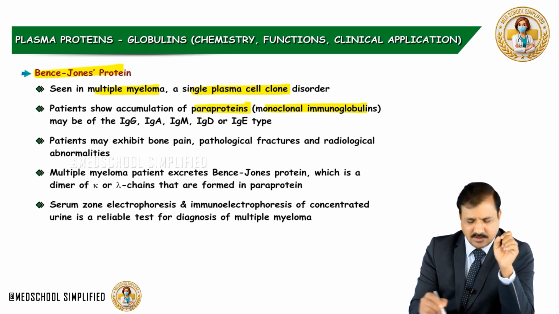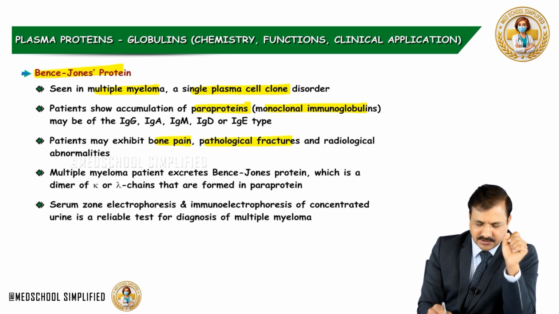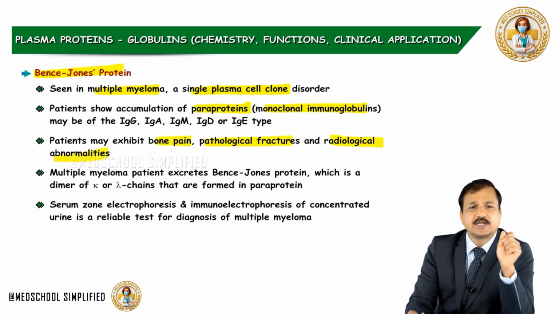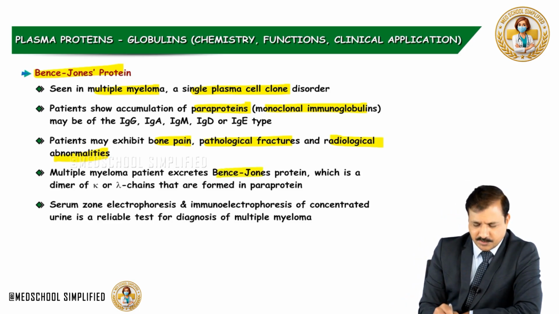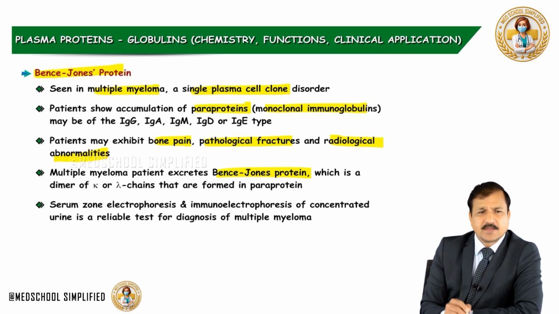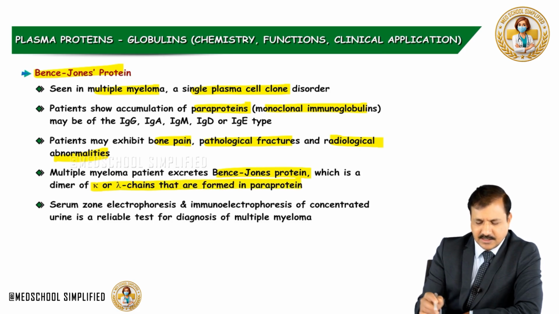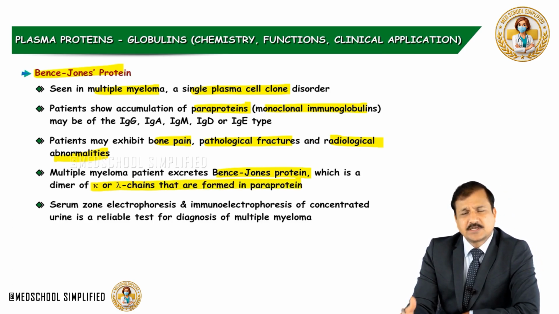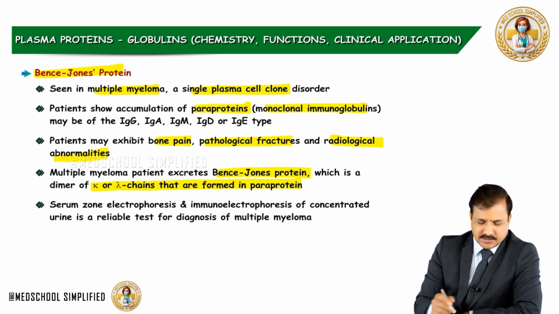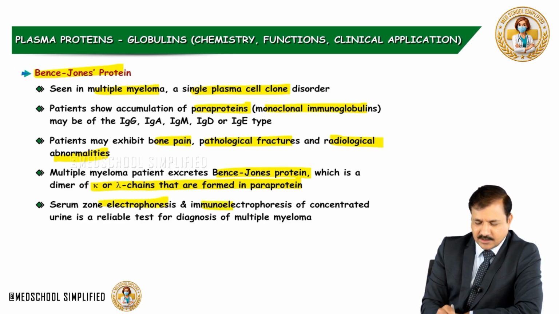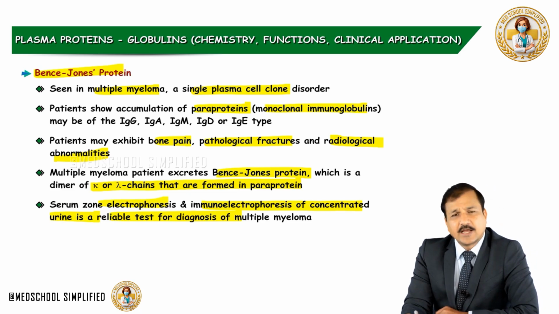Patients may exhibit bone pain, pathological fractures and radiological abnormalities in multiple myeloma, and these patients excrete Bence-Jones proteins, which is a dimer of kappa or lambda chains that are formed in a paraprotein. Basically, these are the light chains, that is kappa or lambda light chains. So serum zone electrophoresis and immunoelectrophoresis of concentrated urine is a reliable test for diagnosis of multiple myeloma patients.